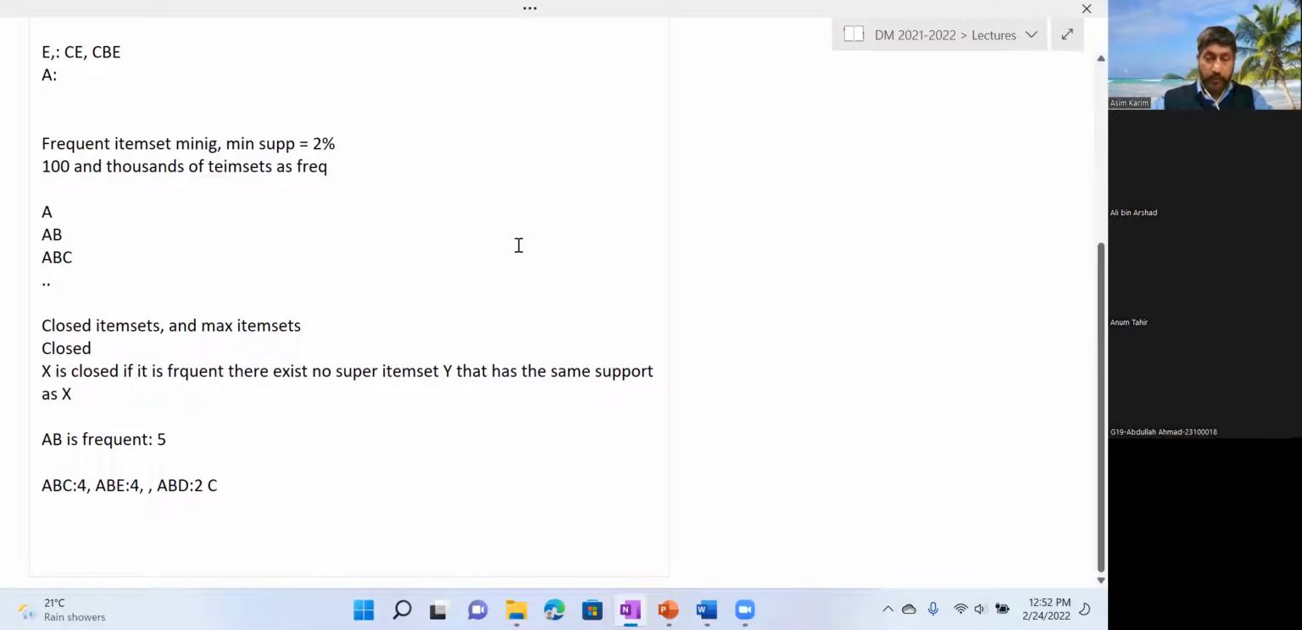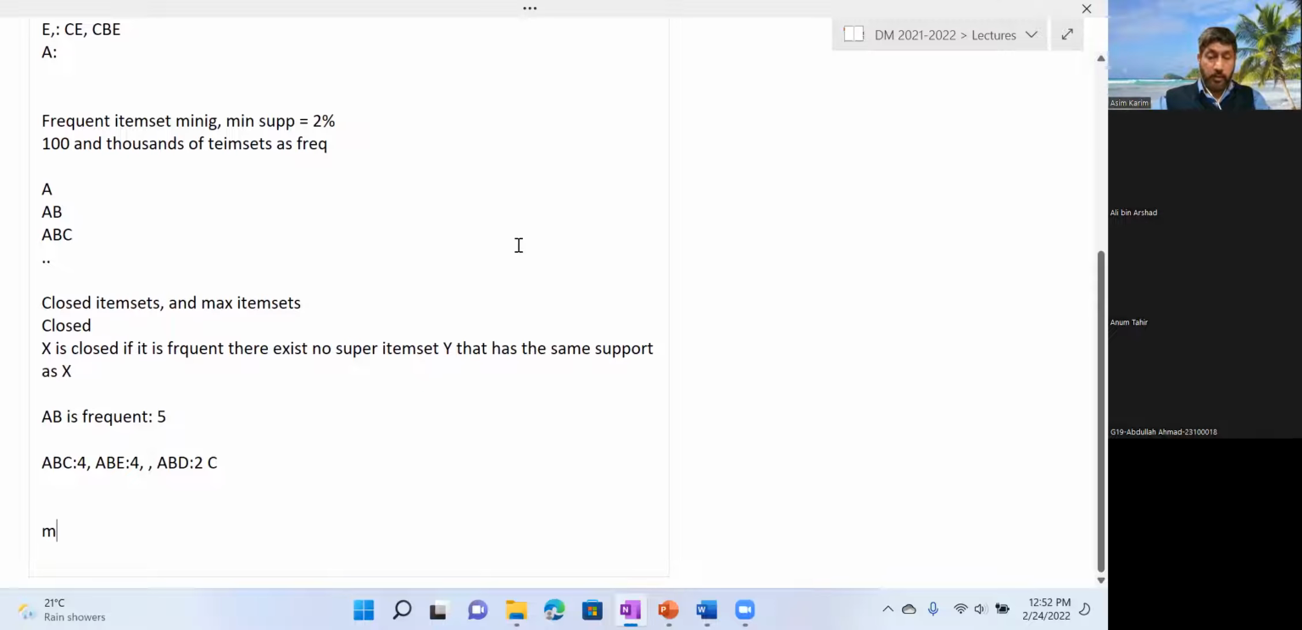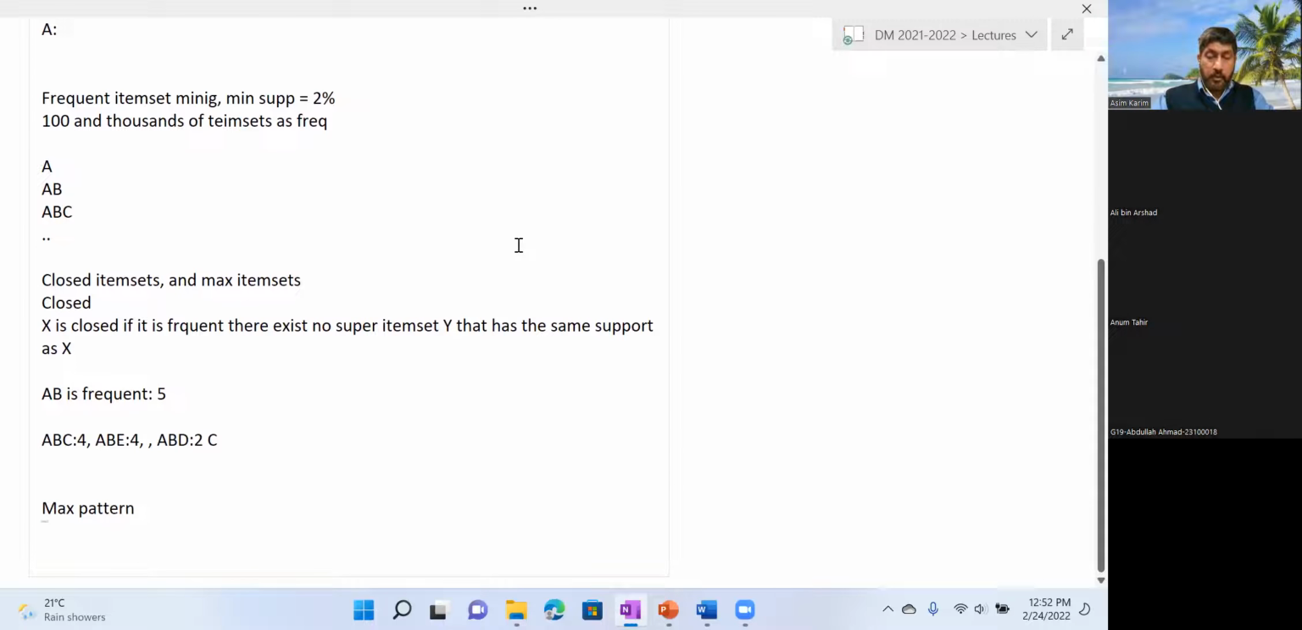Let's now look at the second definition, then come back to the difference between the two. Max pattern: X is frequent, that's the same, and there exists no frequent super pattern of X. In a way, this is a stricter condition. In the first case, we said that there exists no super pattern with the same support, so it could have a support which is less than this one, but it might be frequent. Here we say that there is no super pattern which is frequent.